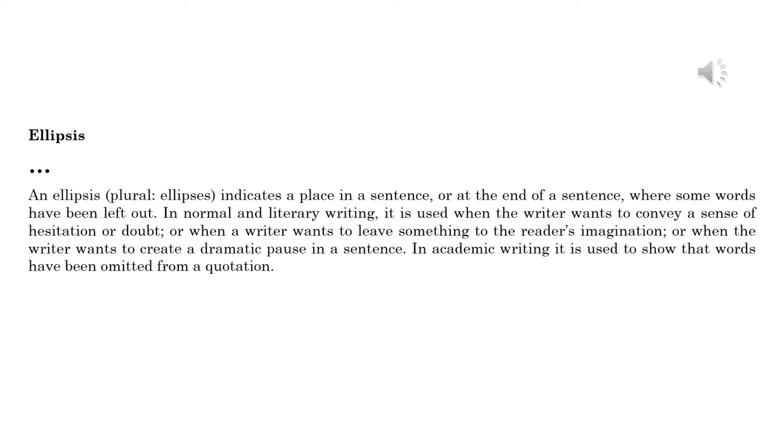Ellipsis. An ellipsis, plural ellipses, indicates a place in a sentence or at the end of a sentence where some words have been left out. In novel and literary writing, it is used when the writer wants to convey a sense of hesitation or doubt, or when a writer wants to leave something to the reader's imagination, or when the writer wants to create a dramatic pause in a sentence. In academic writing, it is used to show that words have been omitted from a quotation.